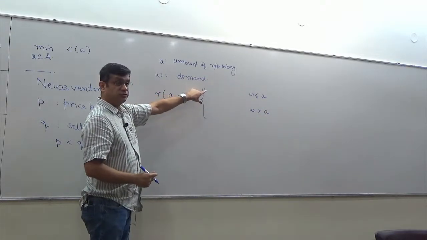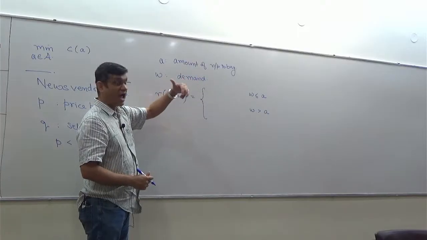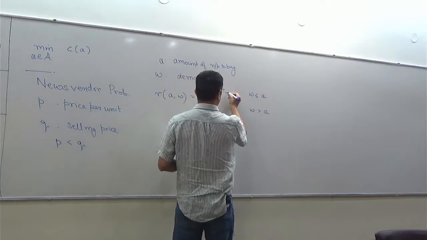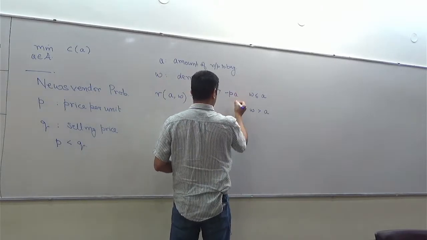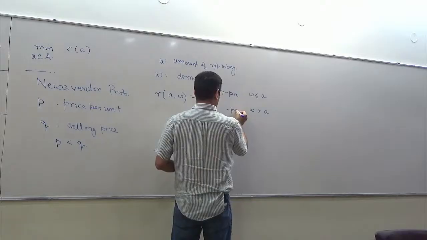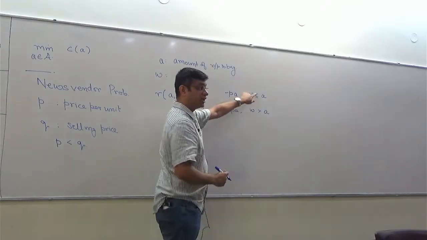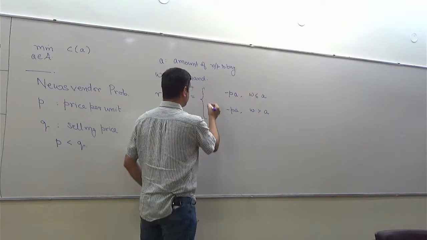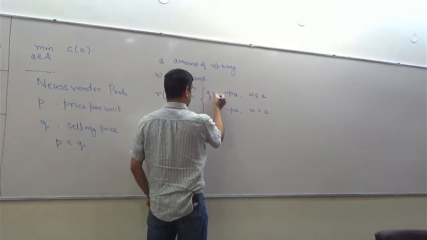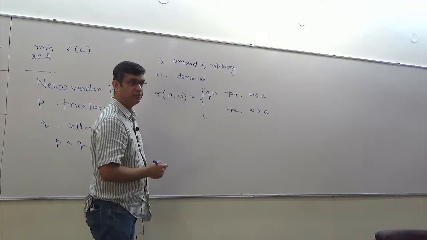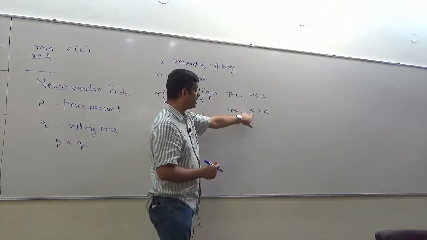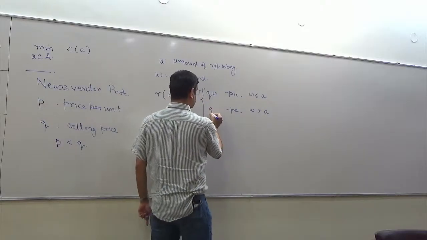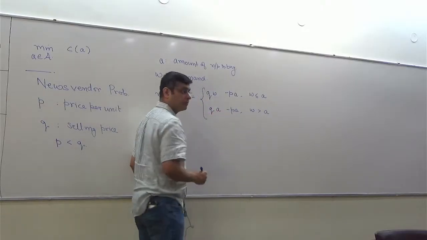In both cases, at the beginning of the day, he has to buy newspapers. So he's going to incur a cost, which will be minus P times A in both cases. But in the first case, he can only sell W newspapers. So the profit that he gets is QW minus PA. And if the demand is greater than the number of newspapers that he bought, then the profit that he is going to get is QA minus PA.